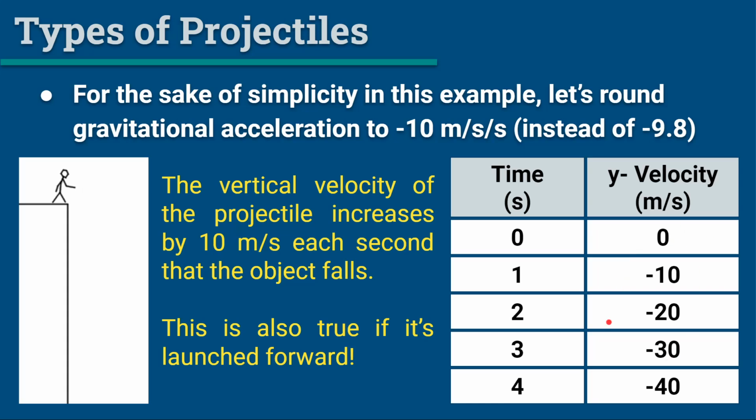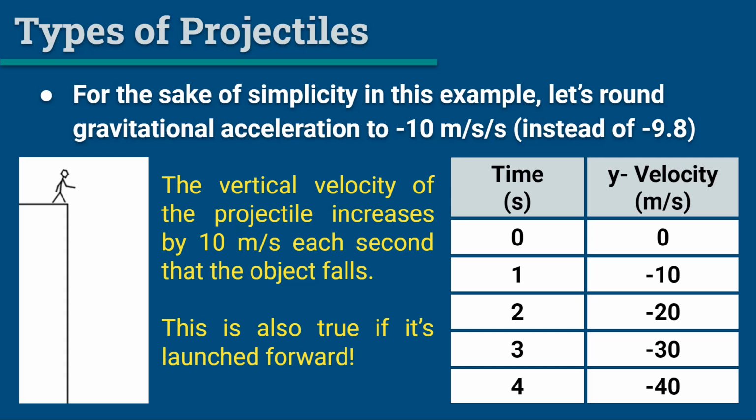It means that each second that this object is falling, its velocity is increasing by -10. So you go from 0 to -10 meters per second after 1 second, to -20 meters per second after 2 seconds, to -30 after 3, and so on and so forth. The vertical velocity of the projectile increases 10 meters per second each second as the object falls. This is also true if it's launched forward.